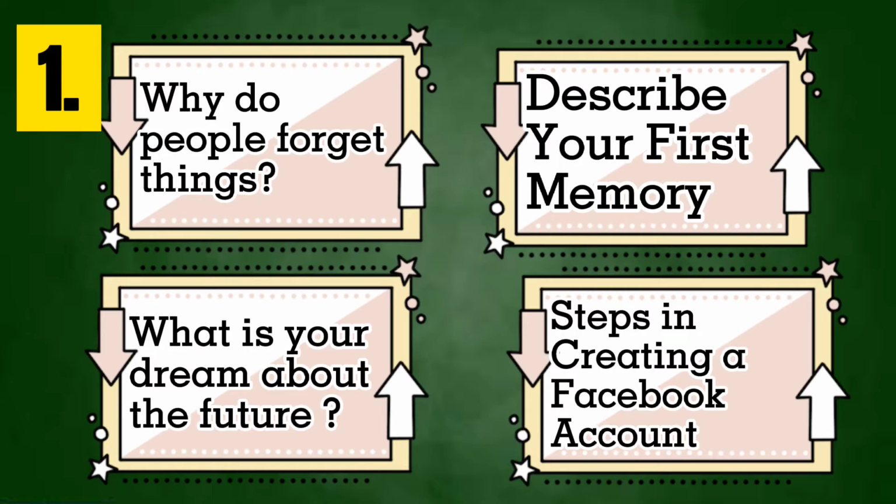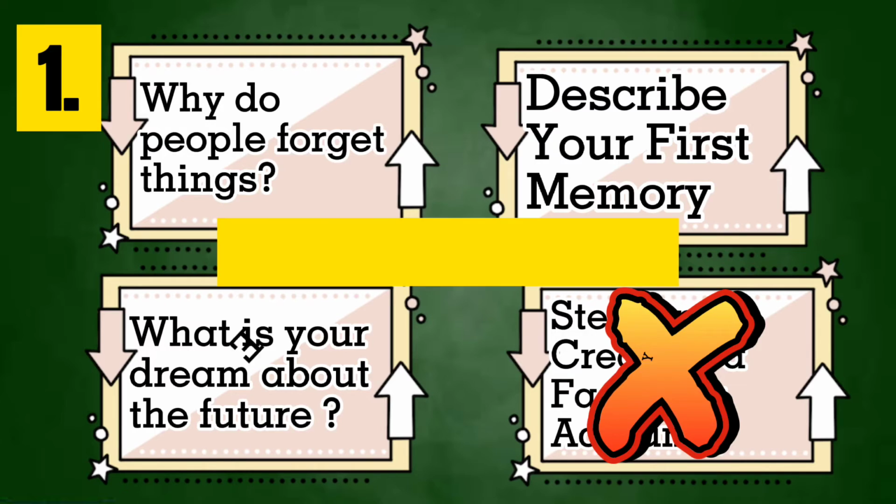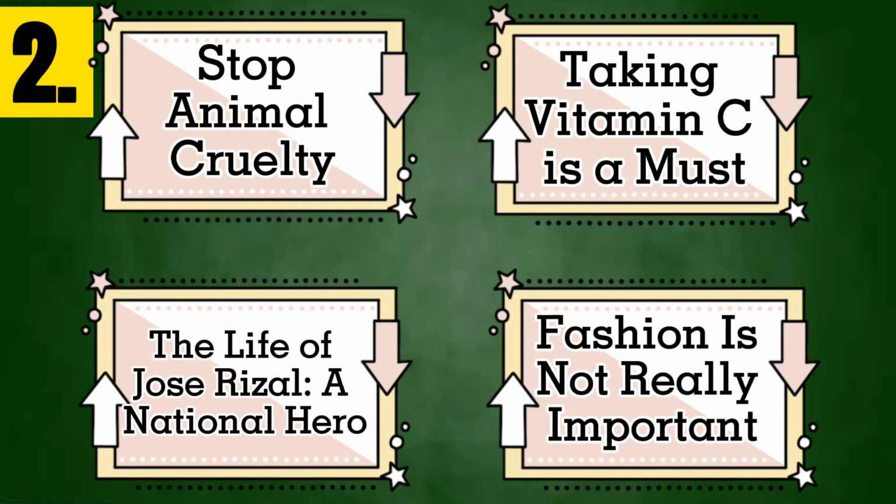The text title that does not belong to the group is Steps in Creating a Facebook Account. The text type is expository. Number 2. Stop animal cruelty. Taking vitamin C is a must. The life of Jose Rizal, a national hero. Fashion is not really important.